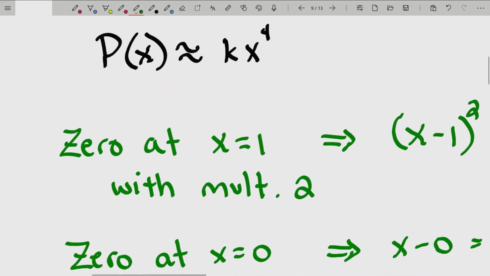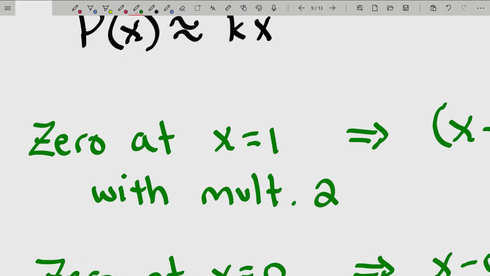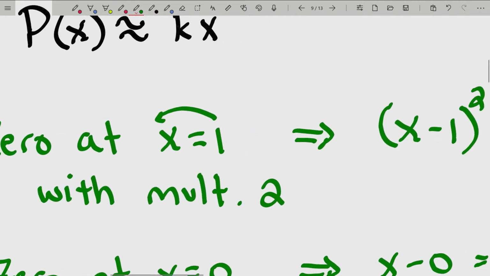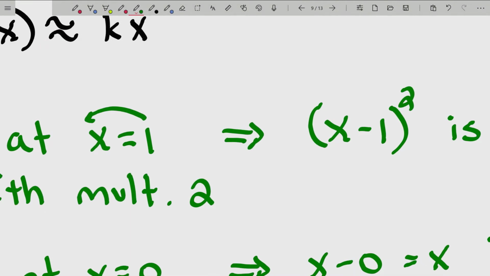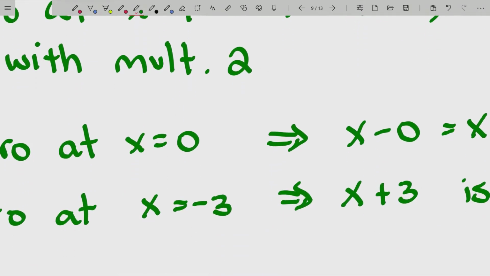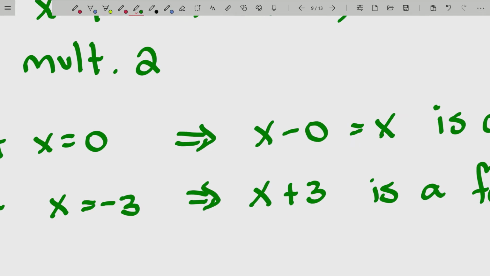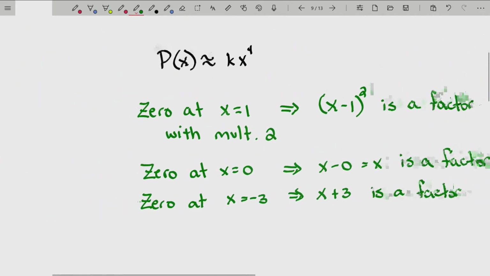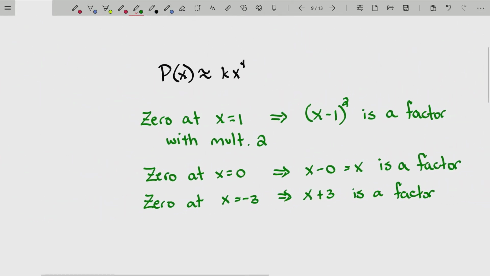If you haven't noticed it, if I tell you that 1 is a zero, you could subtract 1 from both sides and you'll get the factor. So if you haven't noticed that, you should probably notice that now, right? 0 is not the best example, but x equals negative 3, you would add 3 to both sides, you get the factor. That's a little kind of trick to it.